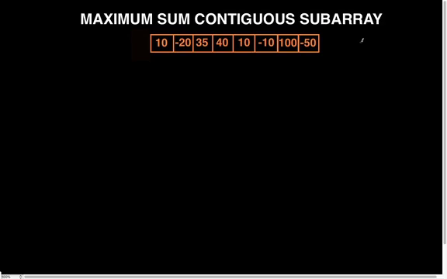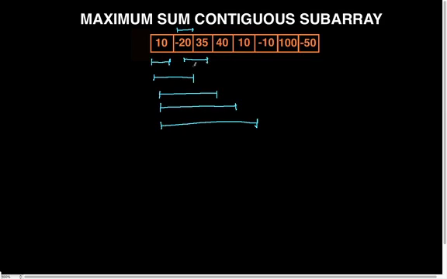As you can see in this problem, you're given an array of integers. What you have to do is give me the maximum sum contiguous subarray. A subarray is a part of this array where all the elements should be continuous. So if we see some of the subarrays, this 10, minus 20 is a subarray. This 10, minus 20, 35 is a subarray. This 10, minus 20, 35, 40 is a subarray. This complete thing is a subarray, or if we start from here, this is a subarray, this is a subarray, again this is a subarray.